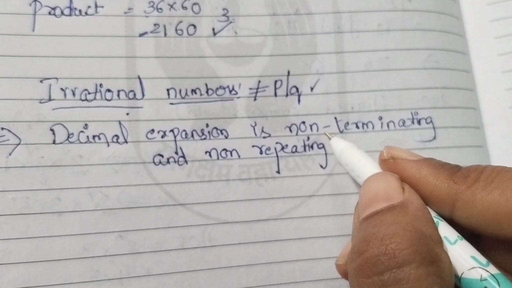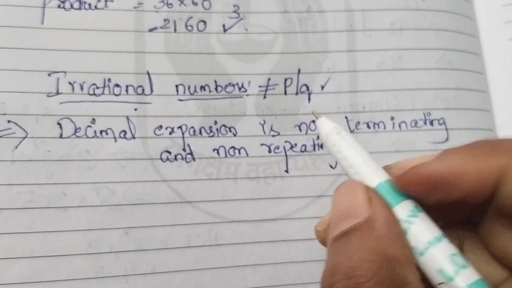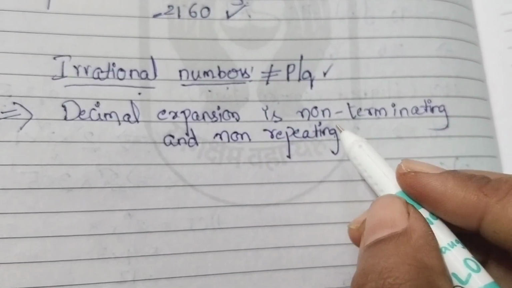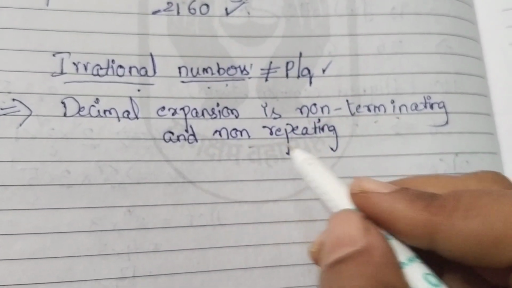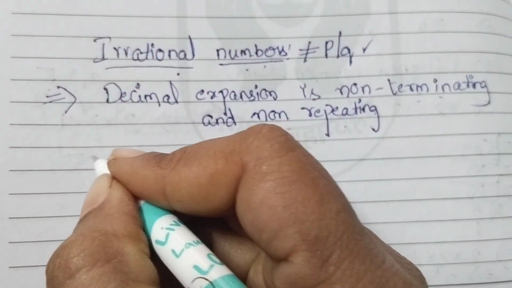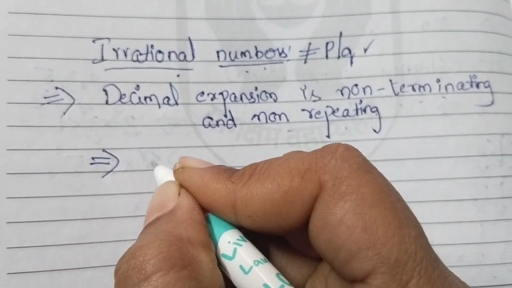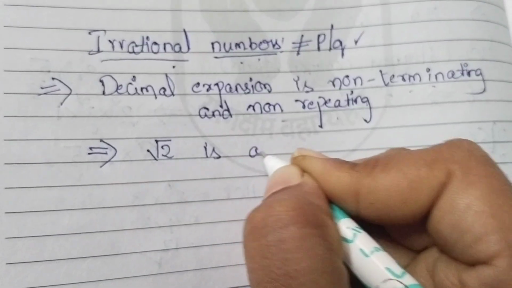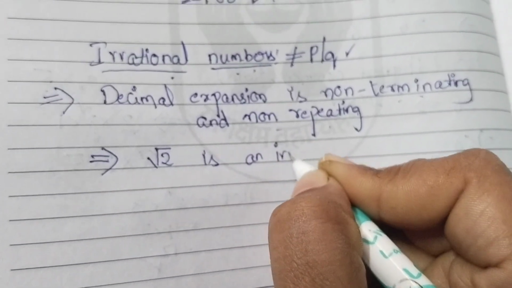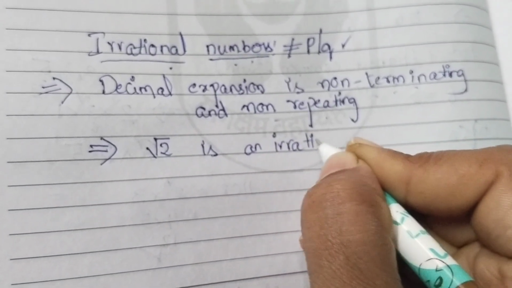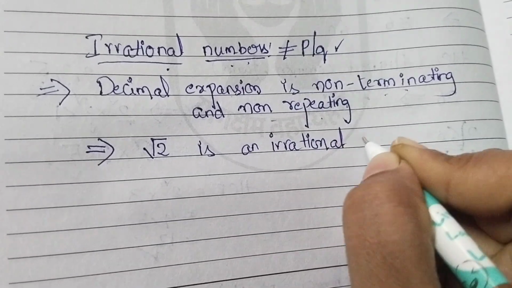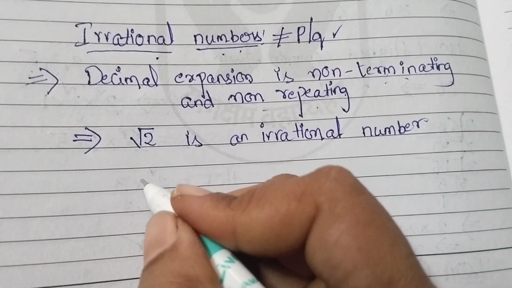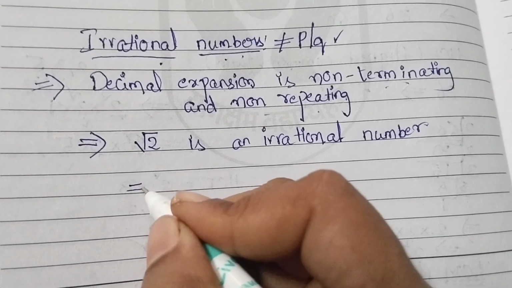That is our next topic. But now I am explaining only the irrational number's decimal expansion. It is non-terminating and non-repeating. Okay, we'll prove that now. It's a proof that root 2 is an irrational number. Okay, we'll see how to prove this one.